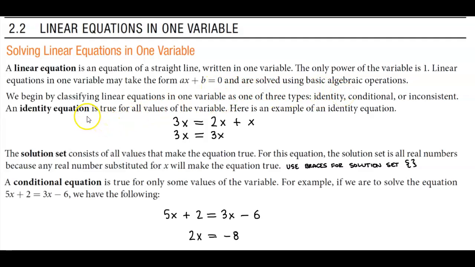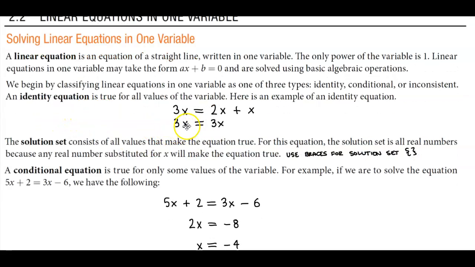operations. We begin by classifying linear equations in one variable as one of three types: identity, conditional, or inconsistent. An identity equation is true for all values of the variable. Here is an example of an identity equation: 3x equals 2x plus x. If you add the right side of the equation to combine like terms, you end up getting 3x. And since the left side of the equation, 3x, is equal to the right side of the equation, this is when you have an identity equation.